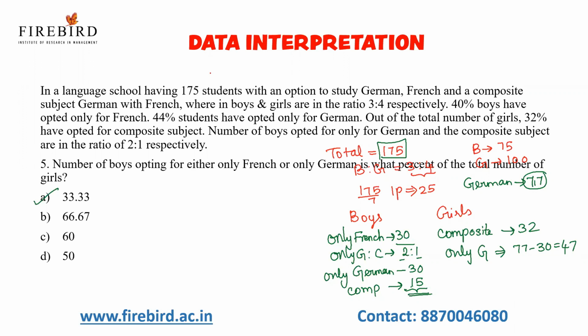The number of boys opting for either only French or only German is what percentage of the total number of girls? The number of boys opting for only French is 30, only German is 30, so 60. What percentage of the total number of girls? So 60 by 100, 60% is your answer.